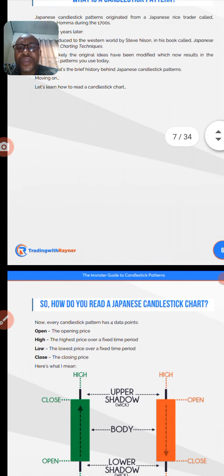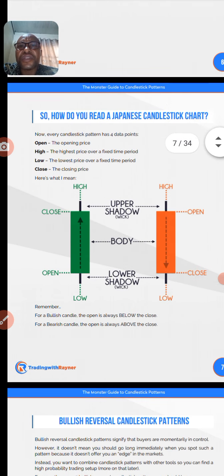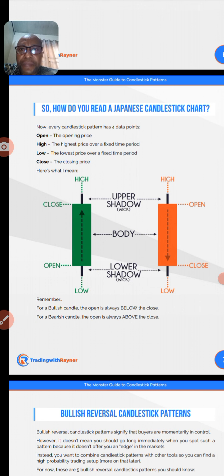So how can we use the candlestick pattern to actually know what is happening in the forex market, in the crypto market, or anything that you can trade, whether you are trading stocks or indices, in as much as candlestick is concerned? So how can you read the candlesticks? The candlestick has an open, a high, a low and a close.